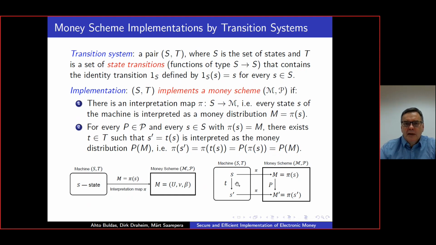So here you see in the picture, we have the interpretation pi here, and if there is a transition that transforms a state S to S prime, if we apply pi to both S and S prime, it's like a commutative diagram here. We see that this change is interpreted as a payment P.